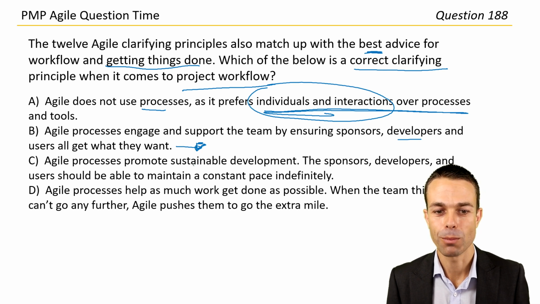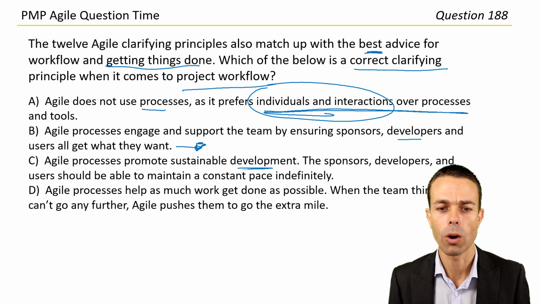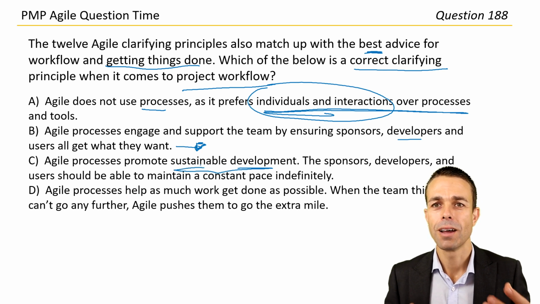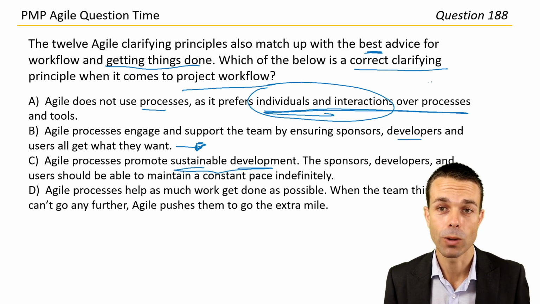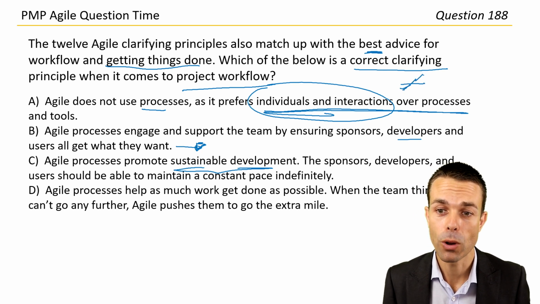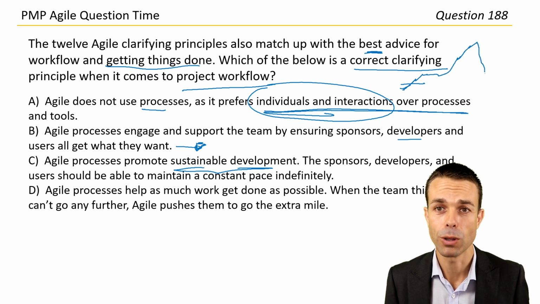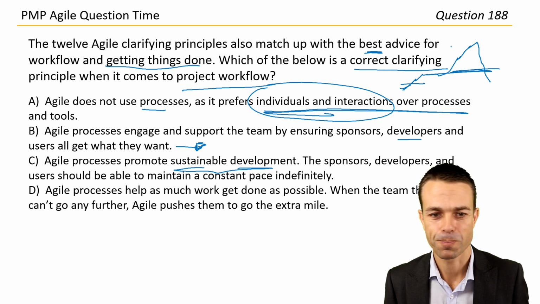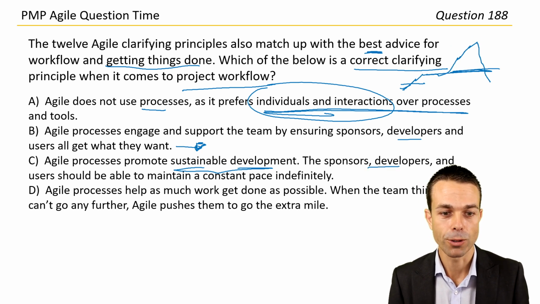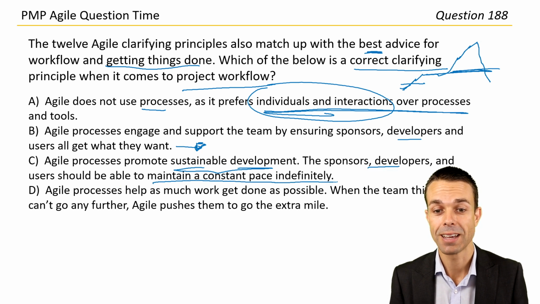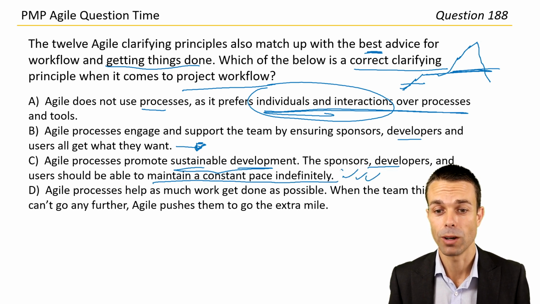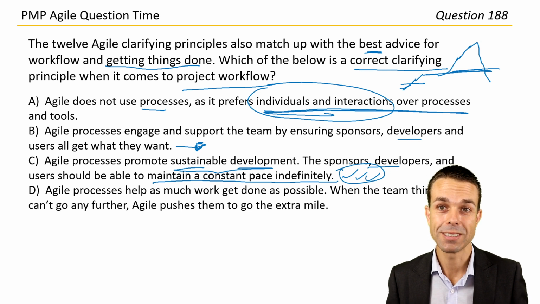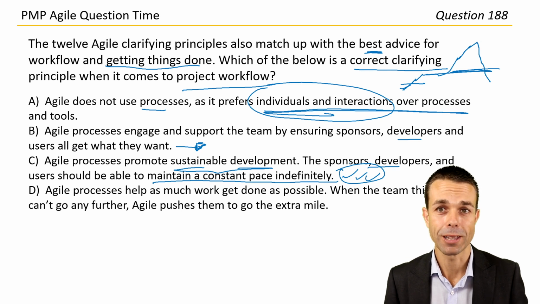Agile processes promote sustainable development. Oh gosh, I love that. Sustainable development. And that's what we're talking about, isn't it? Where we can keep working at a sustainable pace, so we're not burning out. We're not being pushed beyond the velocity that we're able to complete. So this is really important. The sponsors, developers, and users should be able to maintain a constant pace indefinitely. I love this one. And you will see related questions around pace and velocity on the exam as well. And knowing this is really important.